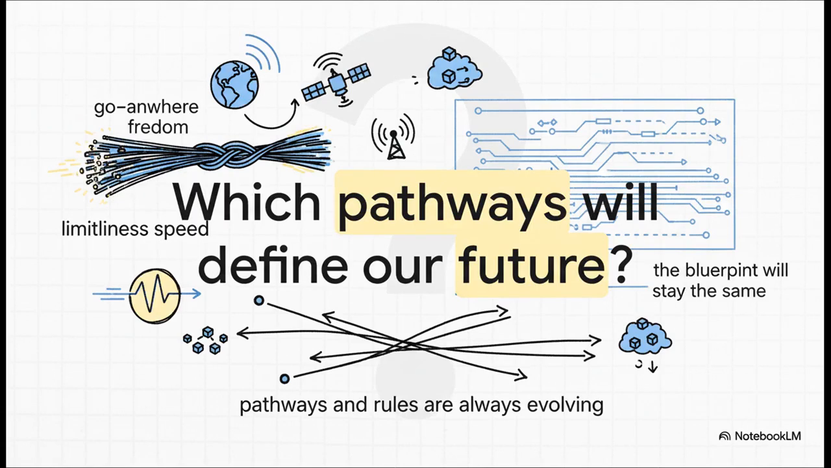So that leaves us with a really cool question to think about. That 5-step blueprint, it's not going anywhere. But as our world gets more and more connected and our demand for data just explodes, what's going to define our future? Will we be tethered by the mind-blowing speed of optical fiber? Or will we go all in on the absolute freedom of next-gen wireless that connects everything, everywhere? That's the chapter that's being written right now.